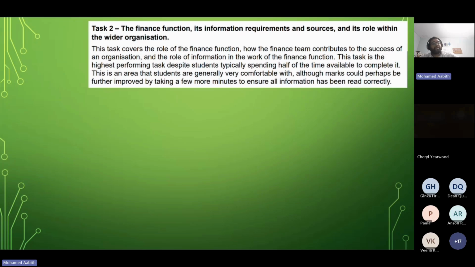This is an area students are generally very comfortable with, although marks could perhaps be further improved by taking a few more minutes to ensure all the information is read correctly. This information is in black and white in the examiner's report. If you go to aat.org.uk, go to your course, and look at your actual modules, there is loads of information there.